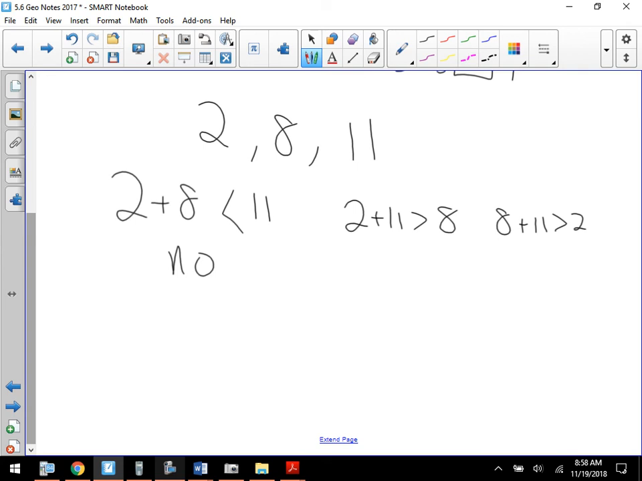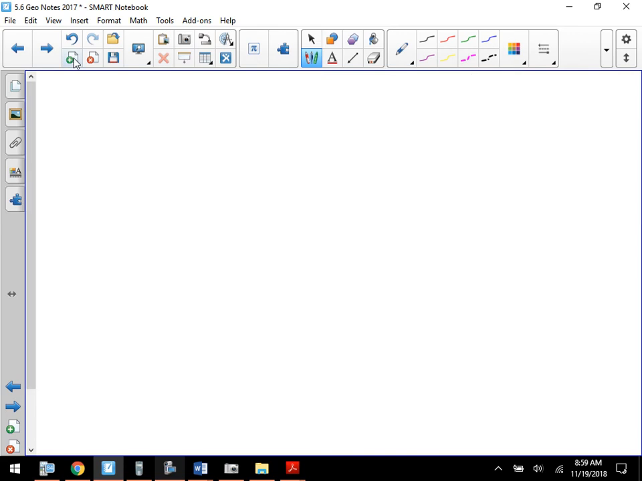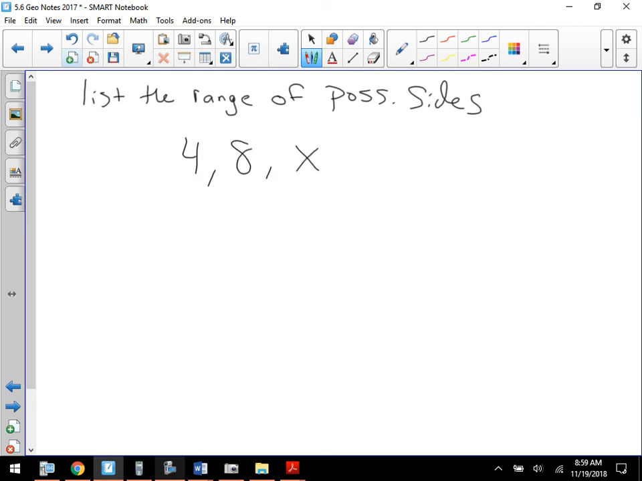And this is where the high school version of this comes into play. We start doing a little bit of algebra. What you're doing is you're looking for possible sides. So what we do is list the range of possible sides. So let's say we have a 4, an 8, and something. Remember, the sum of 2 of them always has to be greater than the third. So what we do is we write out 3 inequalities. We solve for x for each one.